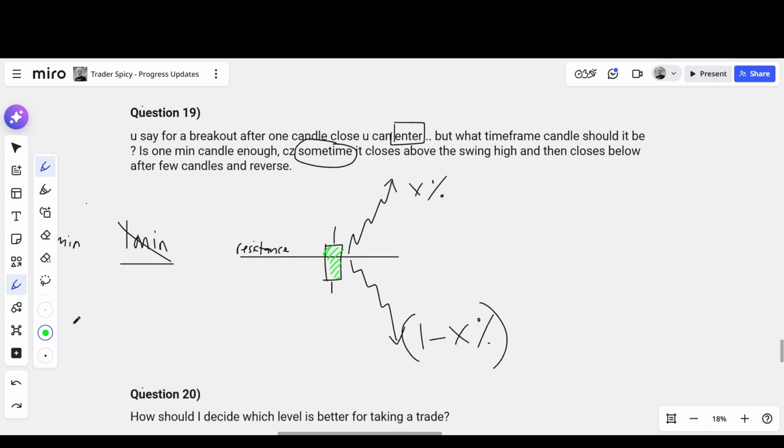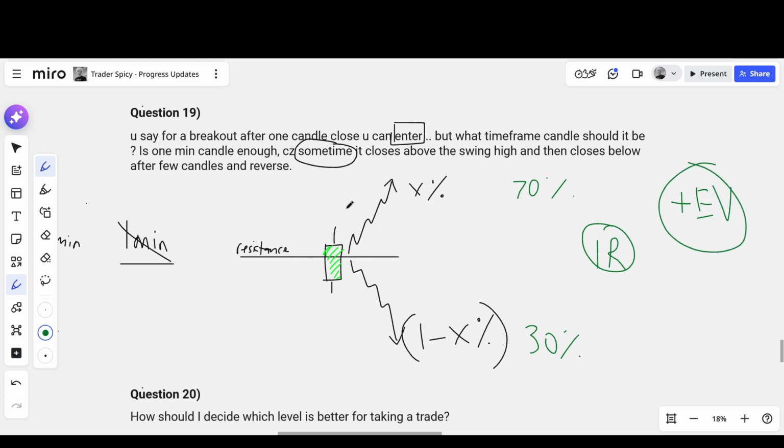So if, for example, let's pretend that X is 70, right? So imagine that 70% of the time when it does this, it breaks out, and 30% of the time it fails. Cool. If you're running a 1R strategy with a 70% win rate, every time that this happens, who cares if it fails 30% of the time? You've got edge here. You've got really good edge here. You're sitting on a money printer. Who cares if it fails 30% of the time? There's so much edge here.